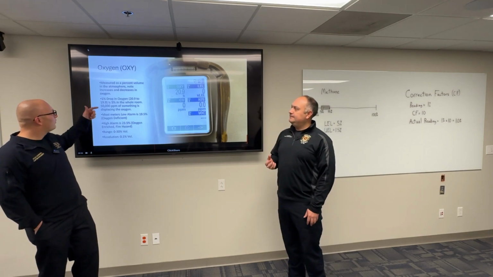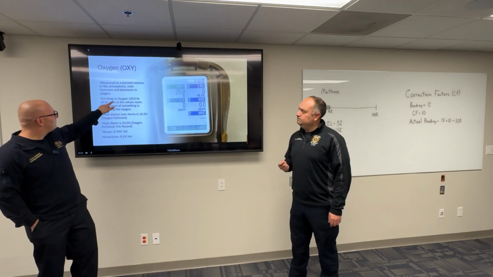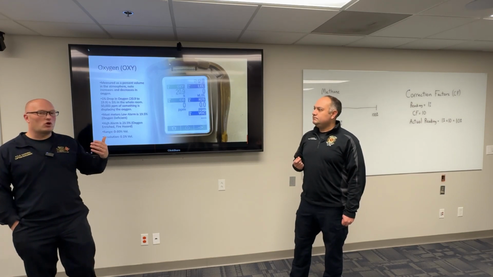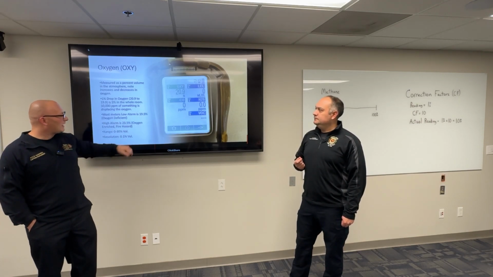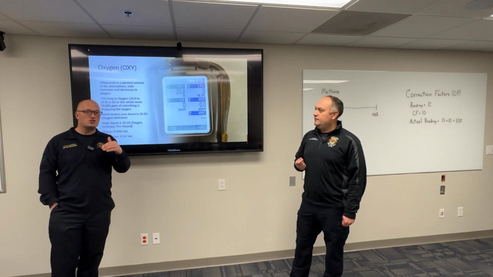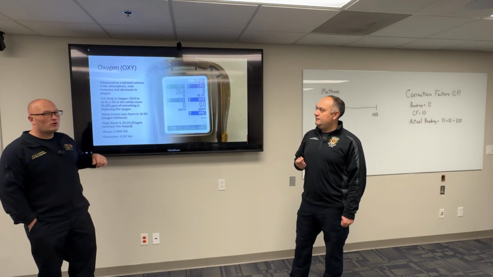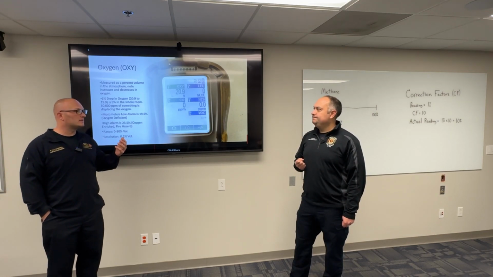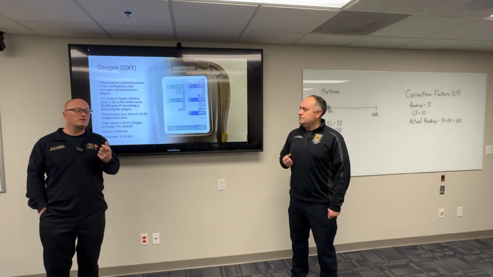The biggest thing to remember with this drop of 1%: most of your meters won't alarm until 19.5%. So you might have this drop in oxygen up to 50,000 parts per million, and your meter's not even going to alert with it. So that's one of those things. It's very important to keep an eye on this.